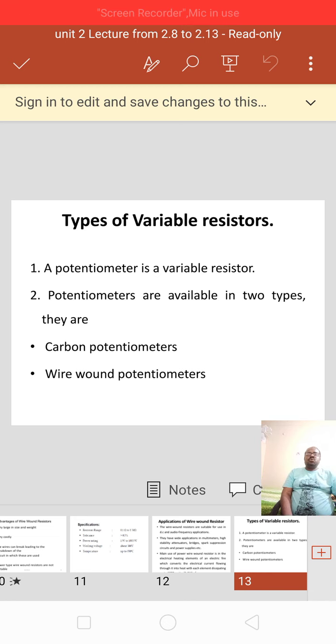First of all, we must know what is meant by a variable resistor. A variable resistor means we can change the resistance value from one value to another. The device which varies the resistance value is nothing but a variable resistor. A potentiometer is a variable resistor. Potentiometers are available in two types: carbon potentiometer and wire wound potentiometer.